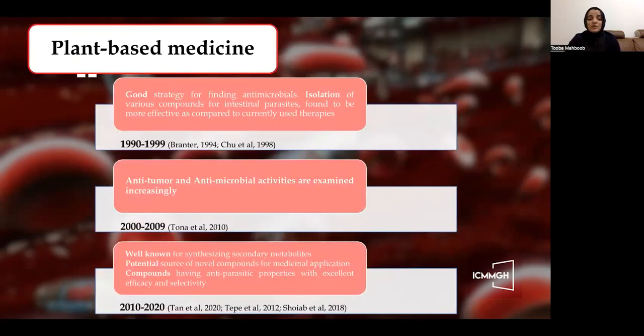So what is good in plant-based medicine? Scientists have been working on plant-based medicine for the last few decades, and according to them, it is a good strategy for finding antimicrobials. During the last few decades, they have found many compounds which are potent against cancer and against other microbes, including parasites.